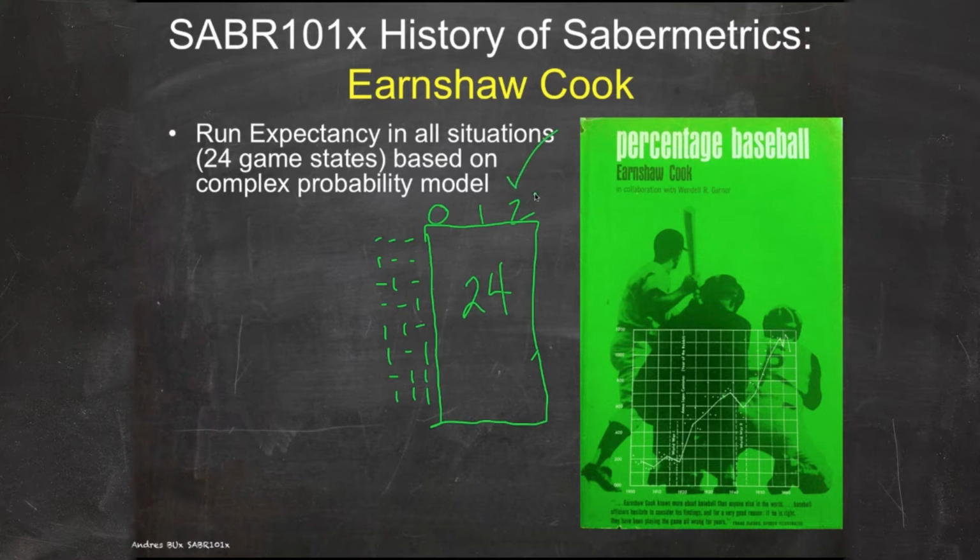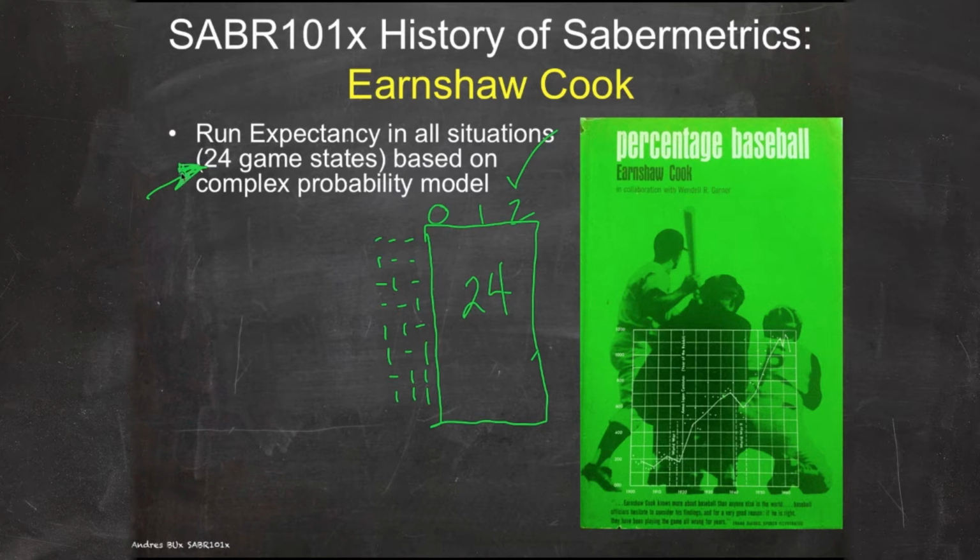This was done earlier in the 50s by Lindsay, who we'll cover next week. This idea of looking at run expectancy, run probability. But Cook does it early as well, too, and he does it with this complex probability model that he used also for his scoring index.